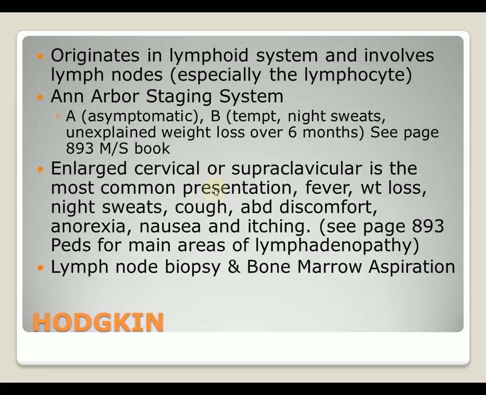Hodgkin's originates in the lymphoid system and involves lymph nodes, especially the lymphocytes. The Ann Arbor staging system is used. A is asymptomatic, B is temperature and night sweats, unexplained weight loss over 6 months.